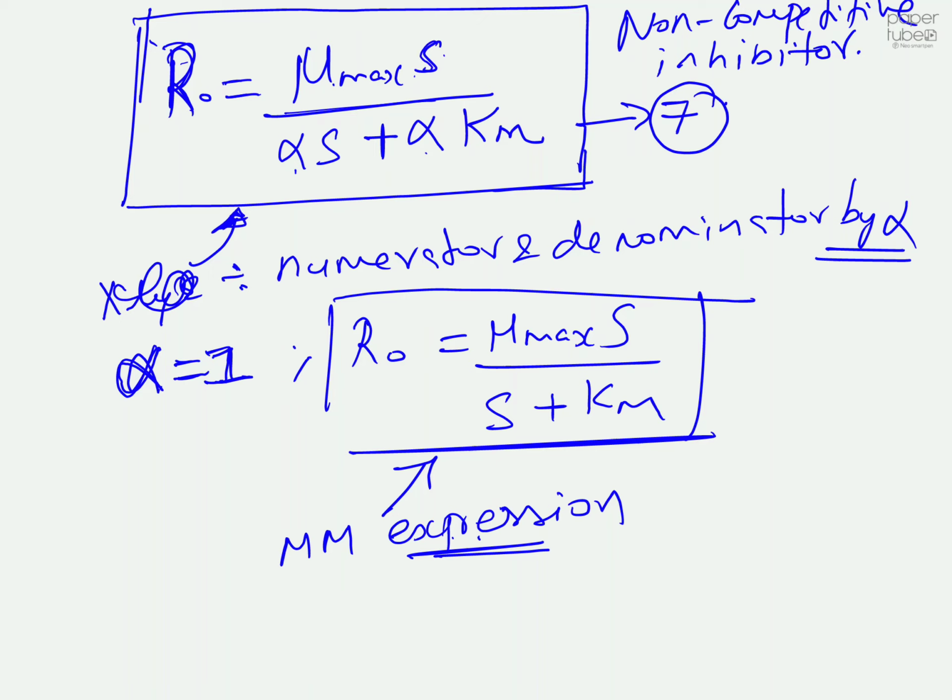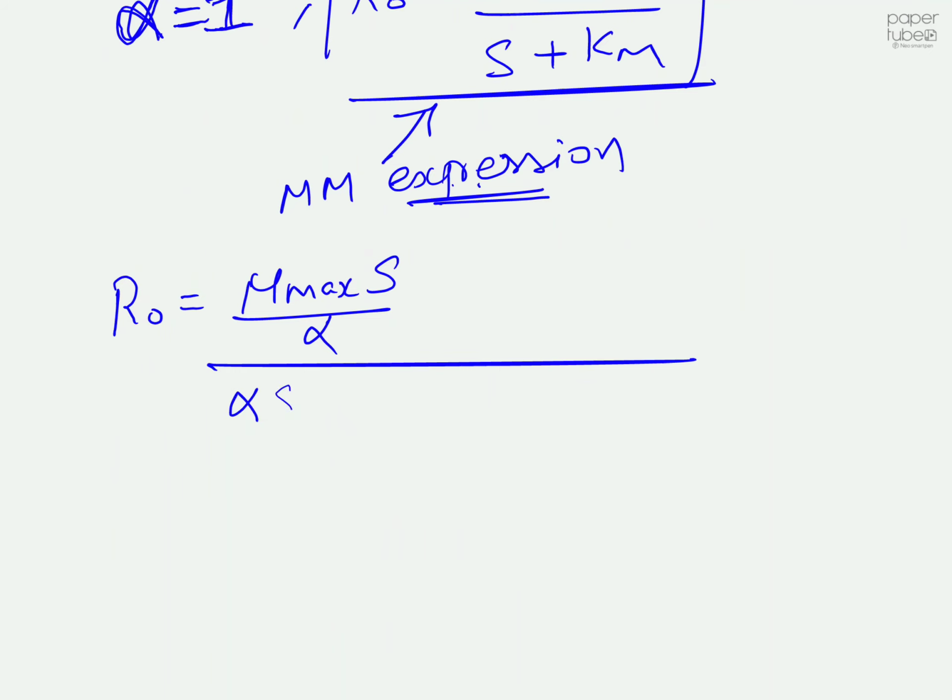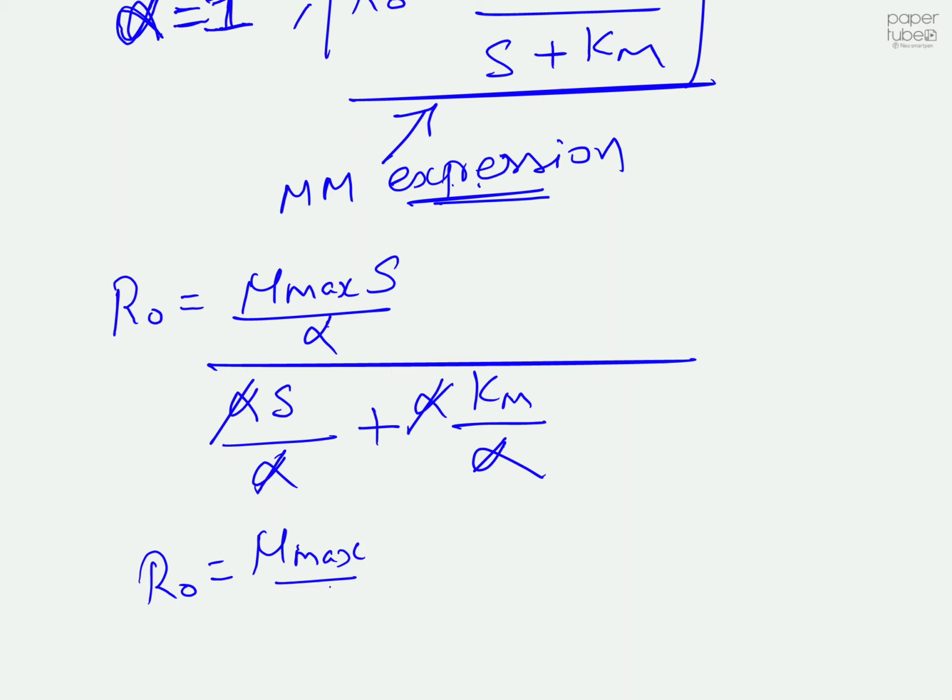Okay. So let's divide the numerator and the denominator of equation 7 by alpha. R0 will be equal to mu max S by alpha divided by alpha S by alpha plus alpha Km by alpha. This way alpha gets cancelled, and you will end up with R0 equal to mu max by alpha multiplied by substrate divided by S plus Km. So this expression says something to us.